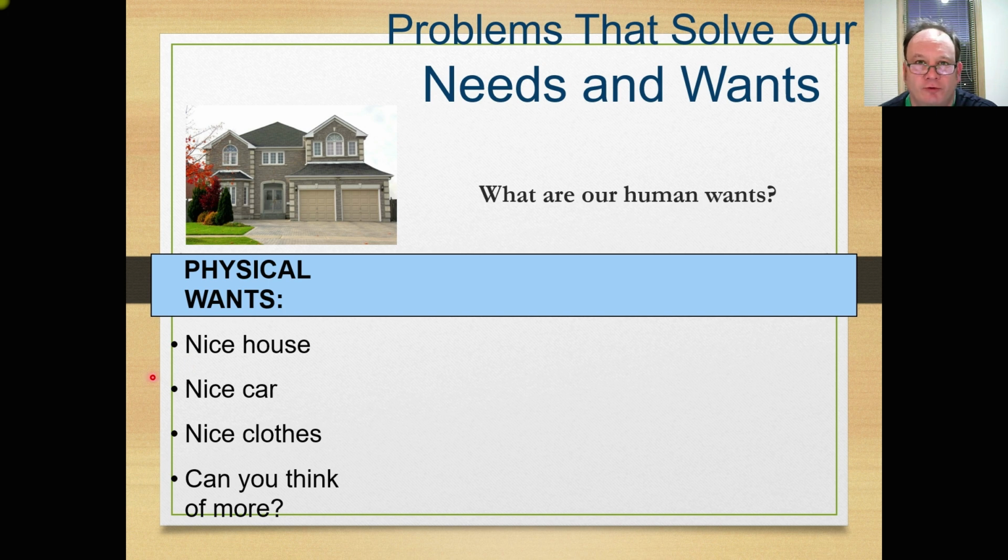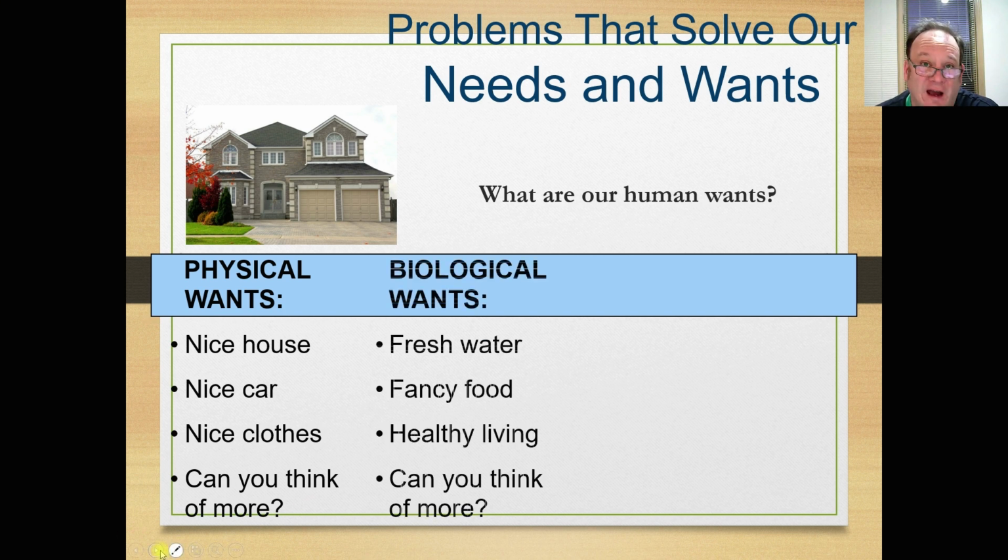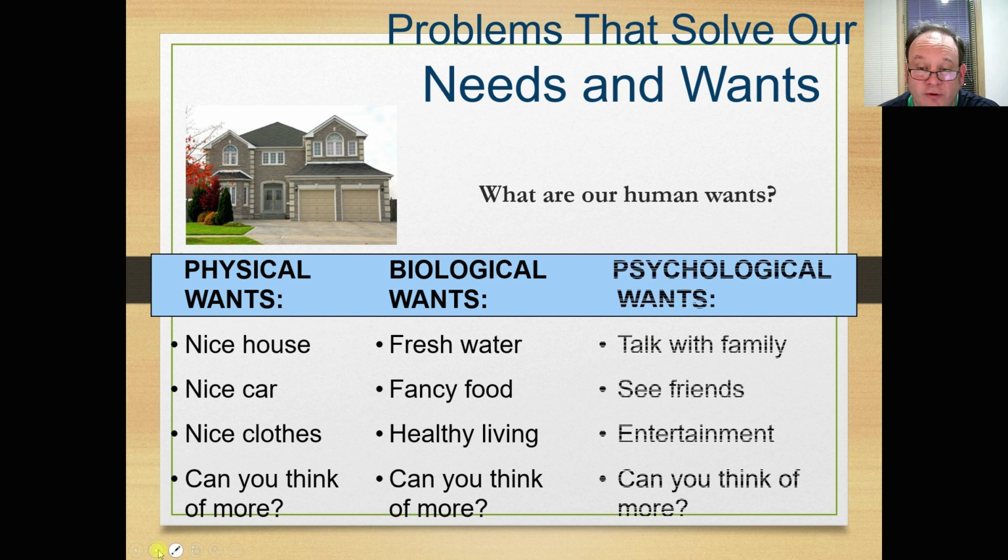Biological wants. We want fresh water. We don't need fresh water, but we want fresh water. Fancy food. I want lobster. I don't need it to survive, but I want it. Healthy living, and oftentimes psychological wants. We want to be able to talk with our family. We can survive without talking with our family, but it's a want. Sometimes we want to see our friends. We want entertainment. We don't need entertainment to survive.